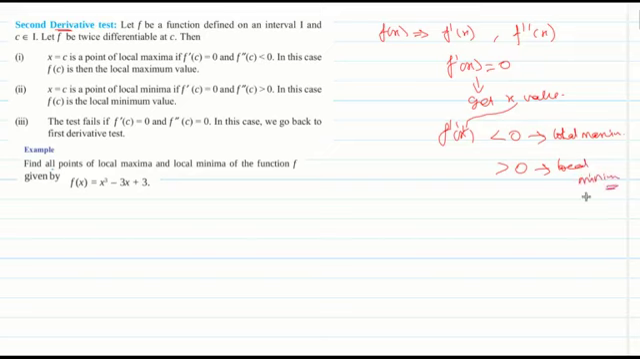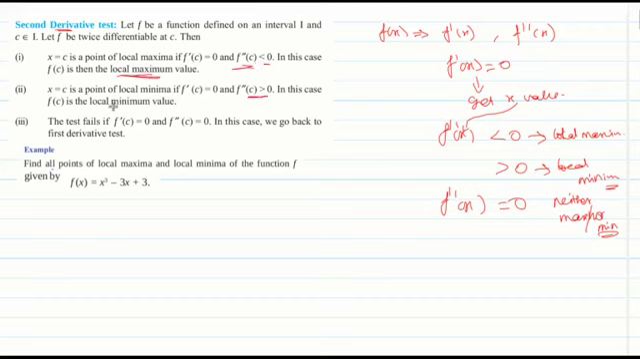Now, if f double dash of x is equal to 0, here it is neither maximum nor minimum. Okay, children, that's what you can see at c. We substitute, and f double dash is less than 0, so we can say it is a local maximum.